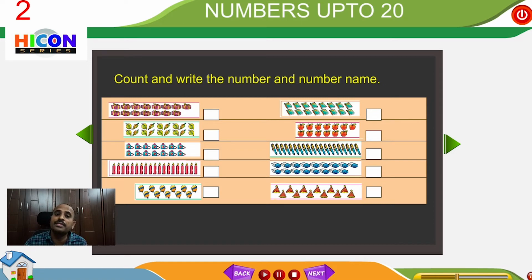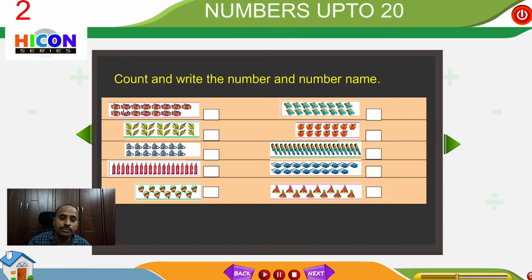We have to write the numbers in words. So see the first set. The first set contains gift boxes. So children, how many gift boxes are there? Let us count each gift box. So children, start the counting.